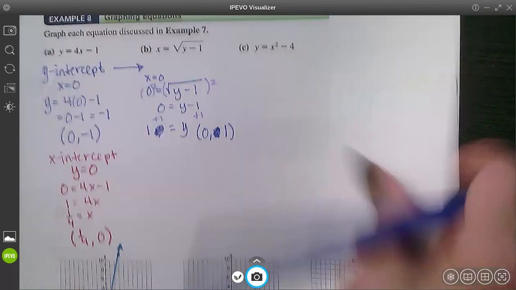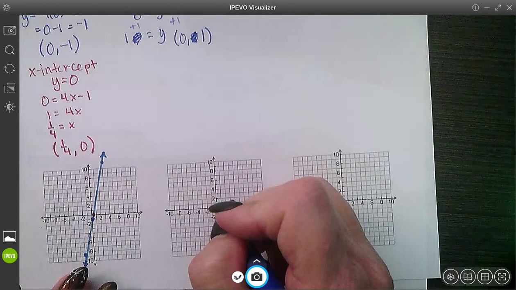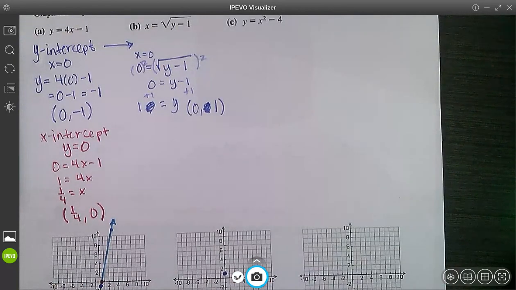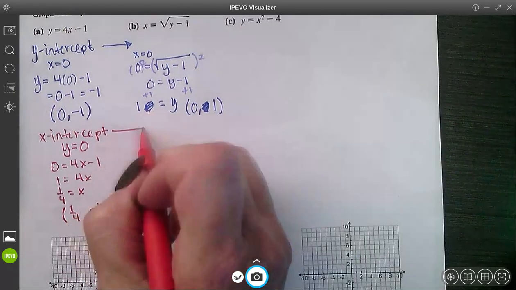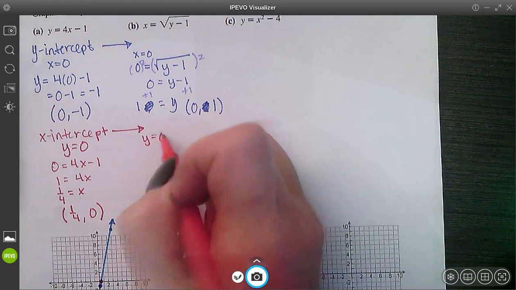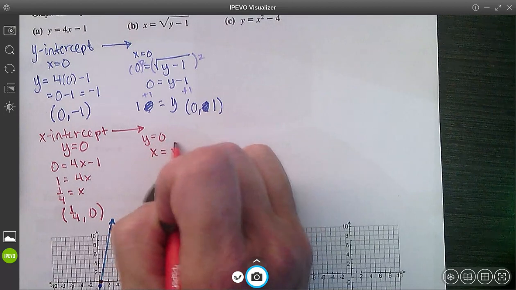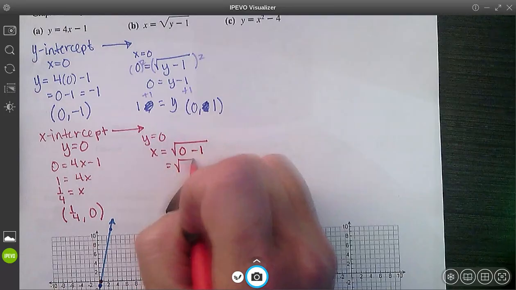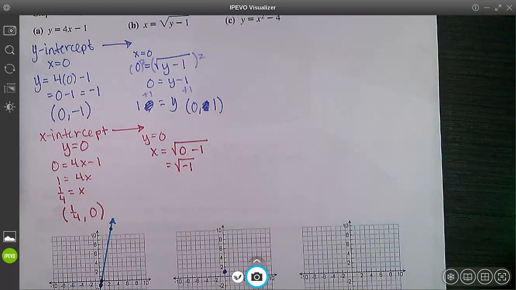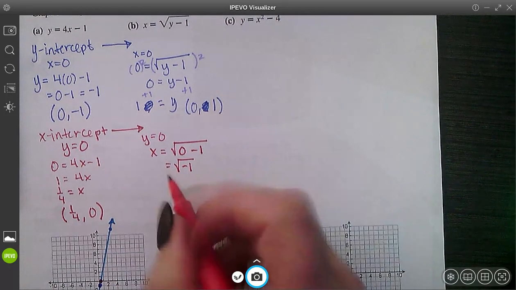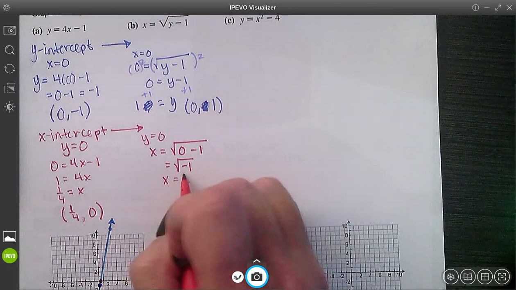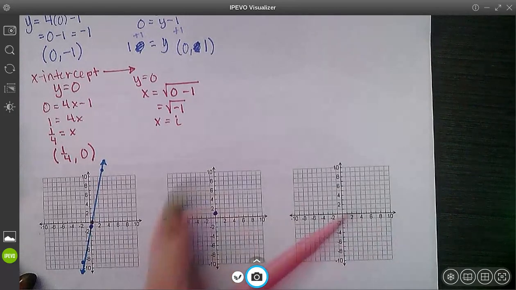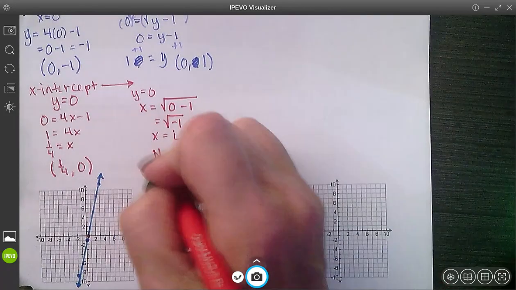So I'm going to put that on my graph right here at (0, 1). And then I'm going to find the x-intercept. To find the x-intercept, I put in 0 for y. So I'll have x equals the square root of 0 minus 1. So x is the square root of -1. And we learned in chapter 1, I think it was section 3, that this actually gives us the value of i. Well, i is not something I can graph on this coordinate plane, so there is no x-intercept.